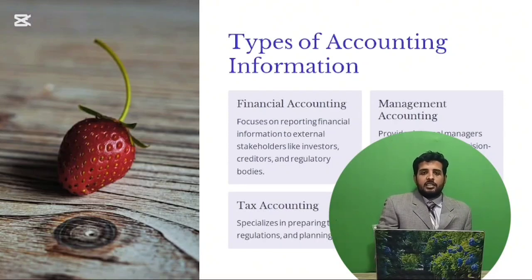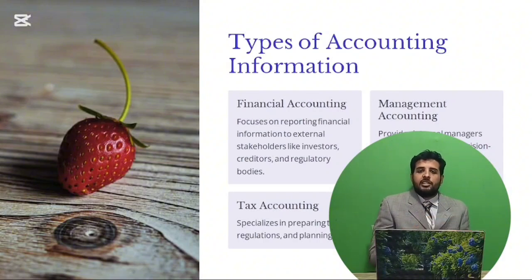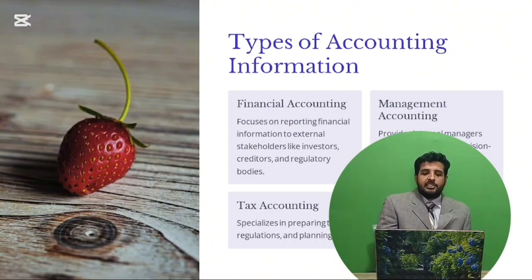Basically there are three main types of accounting information. First is financial accounting. This type of accounting facilitates external reporting. It will help investors, creditors, and other people who are interested in investing in the business, and it is more of an outward accounting. Next we have managerial accounting. While financial accounting looks outward, managerial accounting looks more inward. It helps managers make informed decisions by analyzing costs, budgets, and performance metrics.